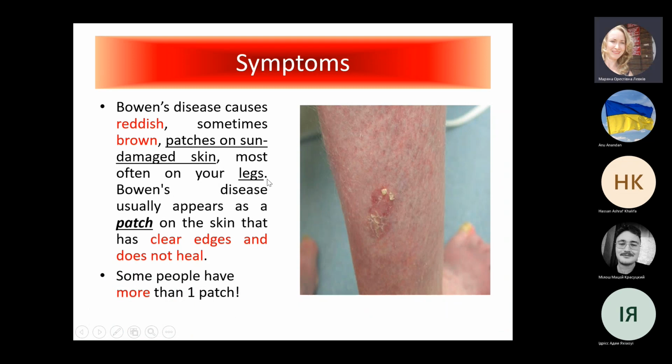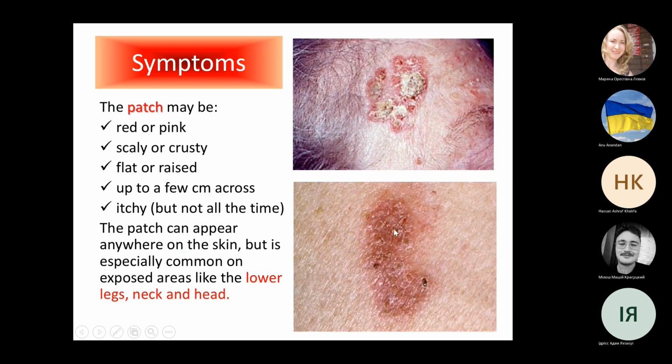Symptoms. Bowen's disease causes reddish, sometimes brown, patches on sun-damaged skin, most often on your legs. Bowen's disease usually appears as a patch on the skin that has clear edges and does not heal. Some people have more than one patch. The patch may be red or pink, scaly or crusty, flat or raised, up to a few centimeters across or more, itchy, but not all the time. The patch can appear anywhere on the skin, but it is especially common on exposed areas like the lower legs, neck, and head.